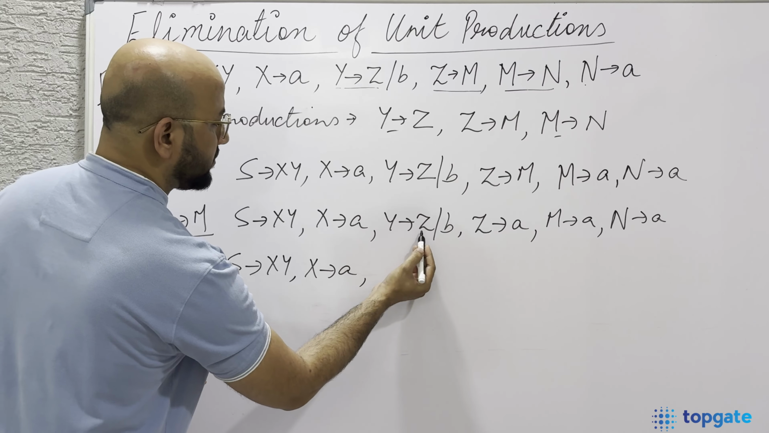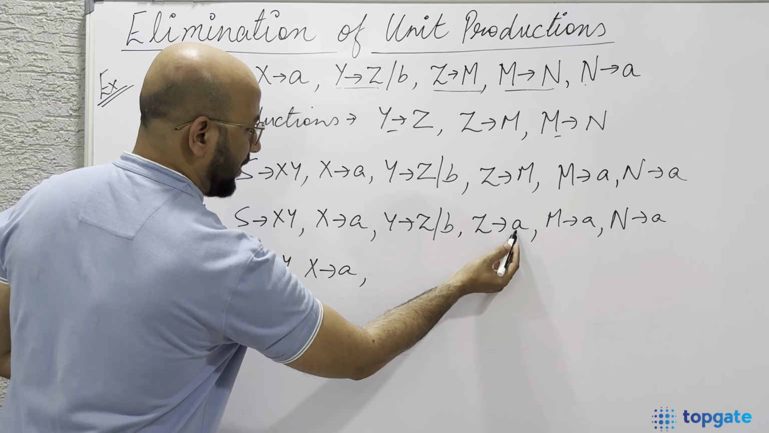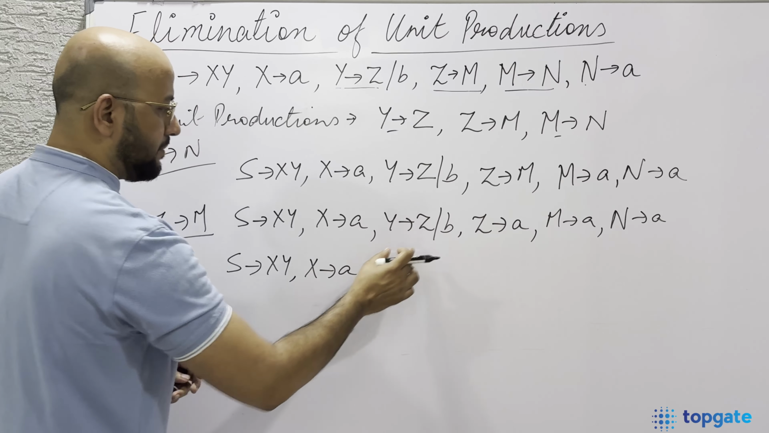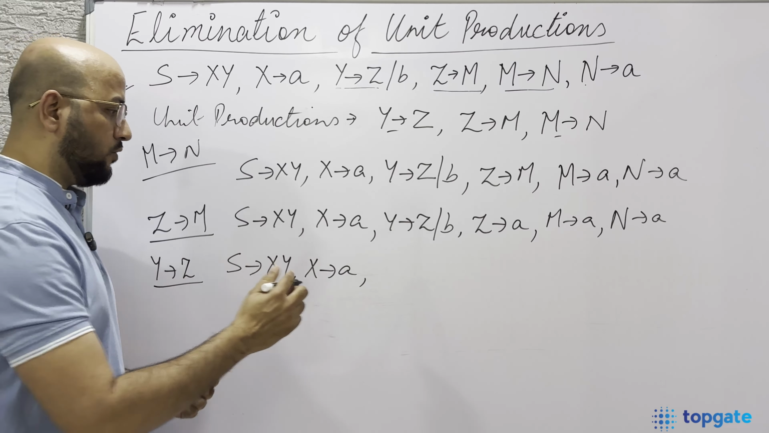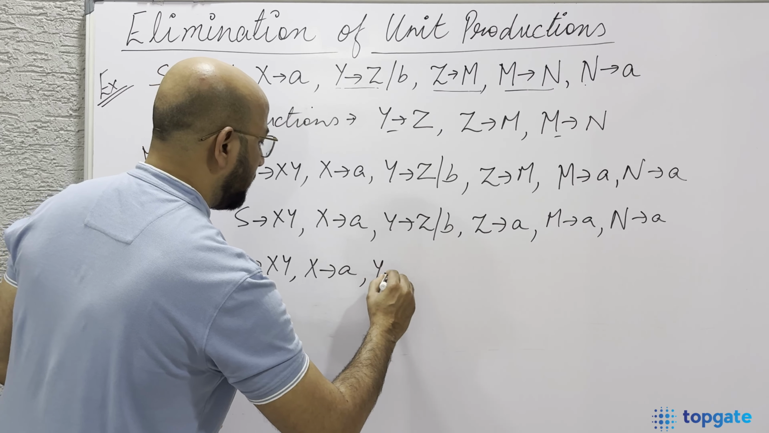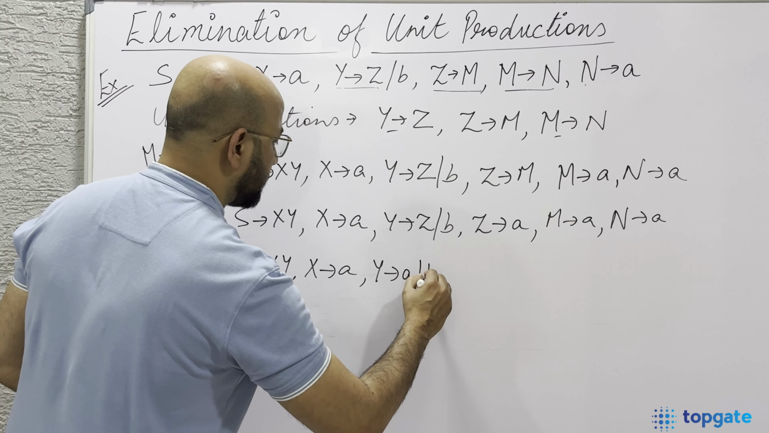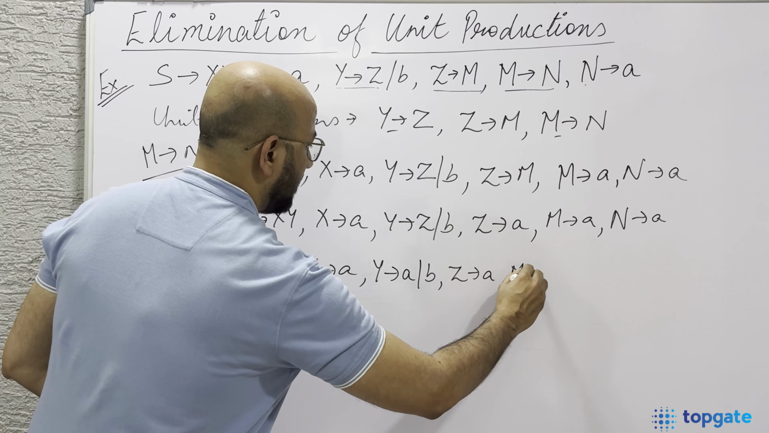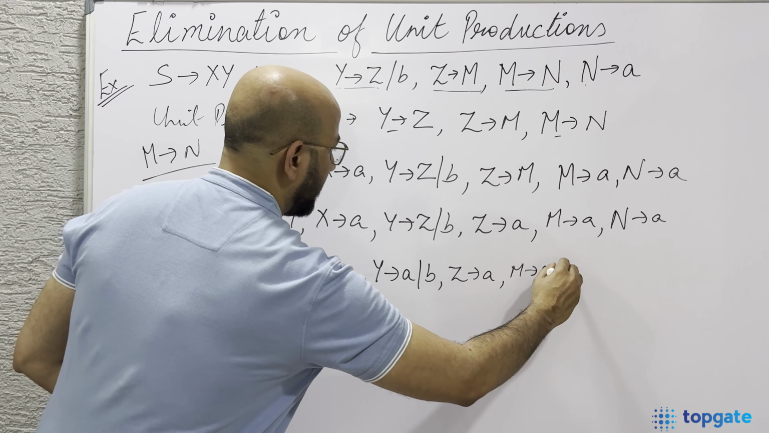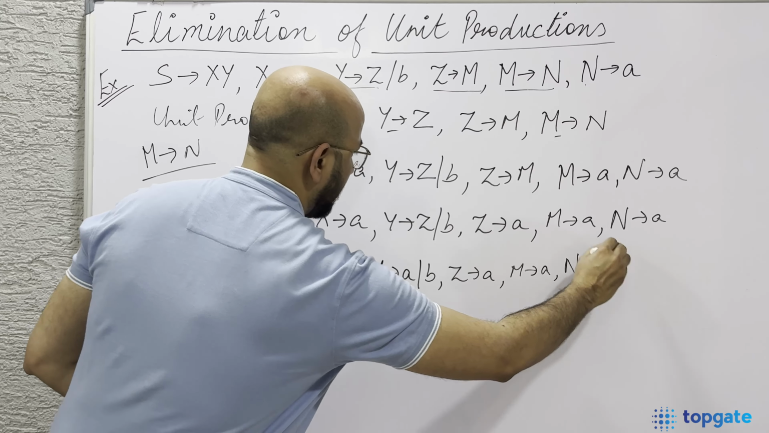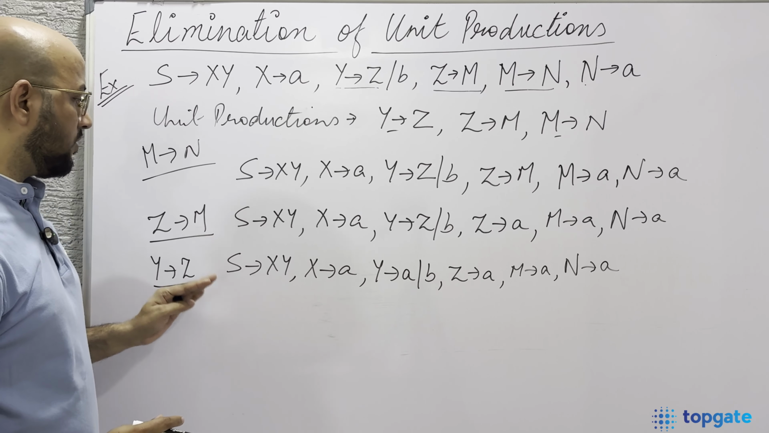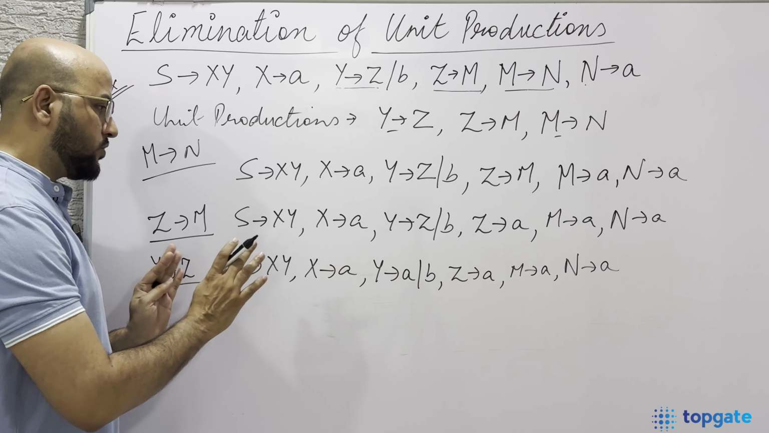And then on this z, I'll put this value. Why? Because z is deriving a, therefore this a will come here. That means y will also derive small a only. So therefore I'll write y tends to a slash b, z tends to a, then m tends to a, and then n tends to a. So this is my grammar after I have eliminated all the unit productions from this context-free grammar.